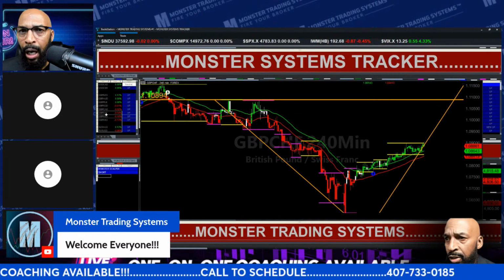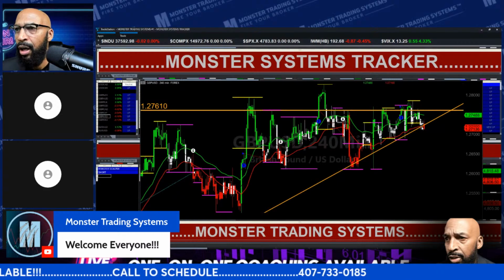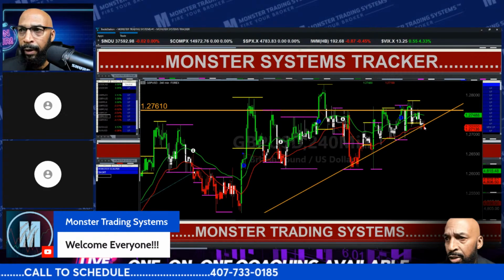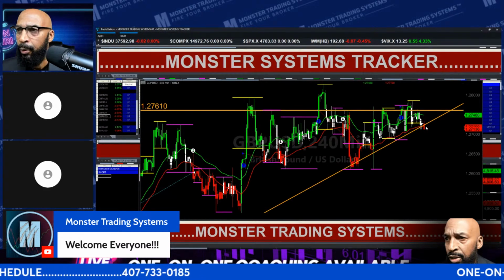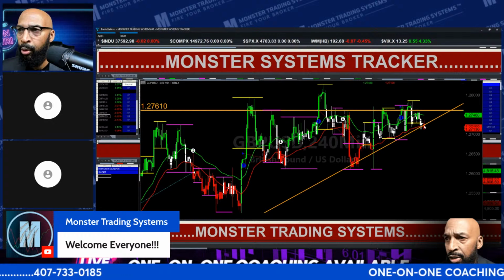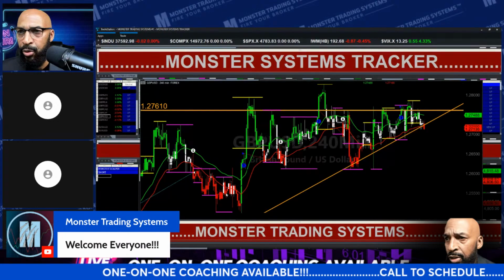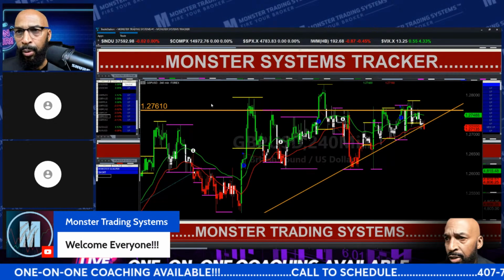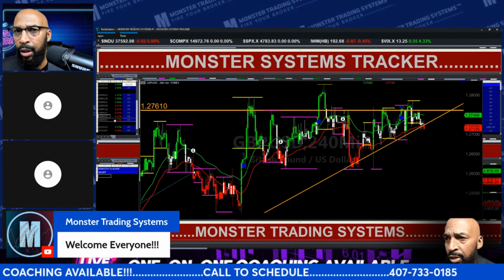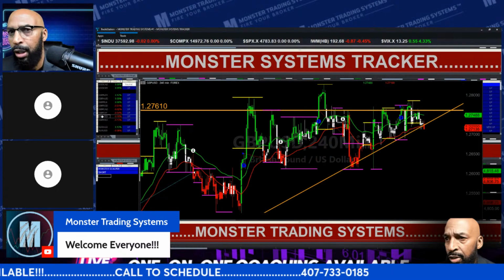Pound dollar. Red candle, close the trade. So buy signal was here. The red candle broke support right here, broke your trend line right there, close the trade. We don't want this to happen, or this. So get out, take the loss, close the trade. So pound dollar, close the trade there.